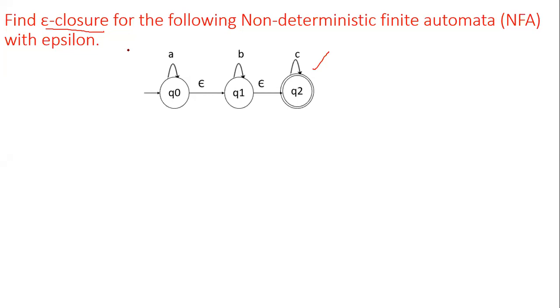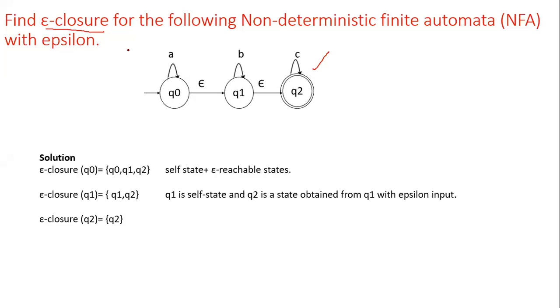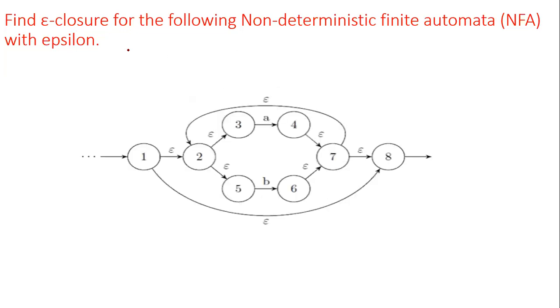Then the epsilon closure of Q1 is Q1, Q2. Then the epsilon closure of Q2 is Q2 only. Yes, okay. So this is the way we can calculate the epsilon closure. Okay, fine. Here is another problem with the same concept. The diagram is an NFA with epsilon moves. You have to calculate the epsilon closure for all the states.